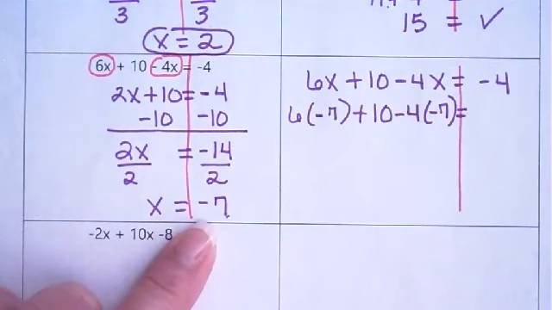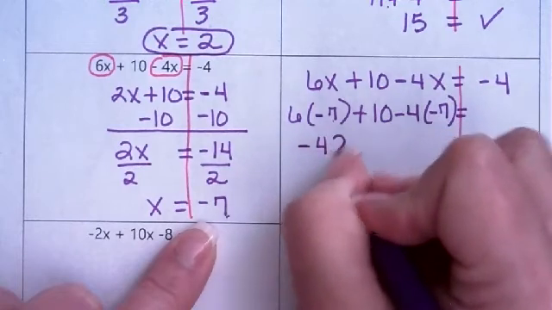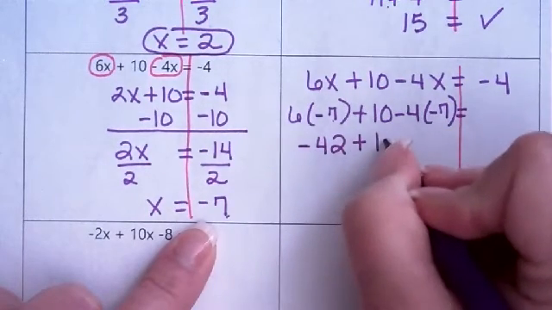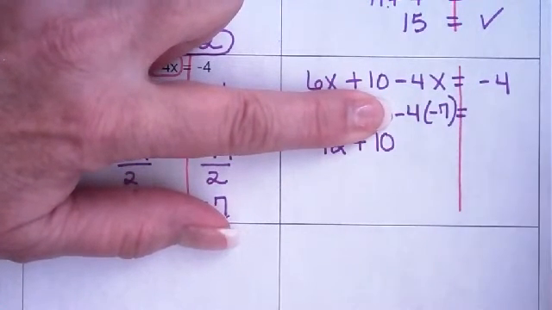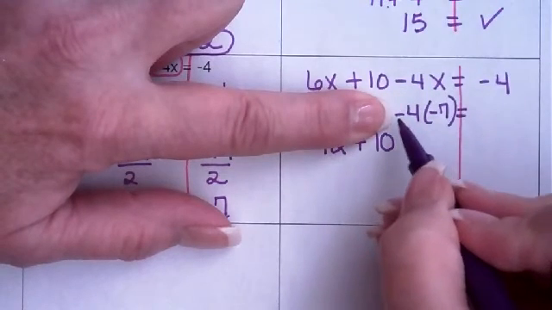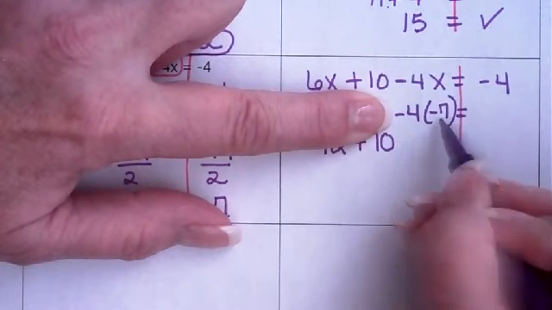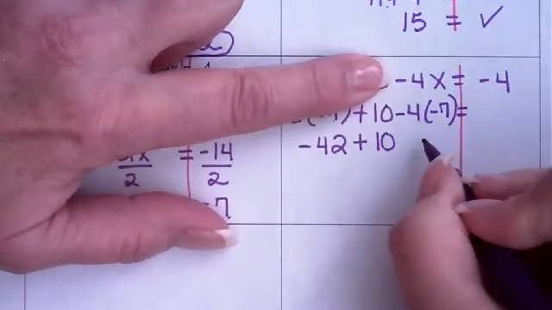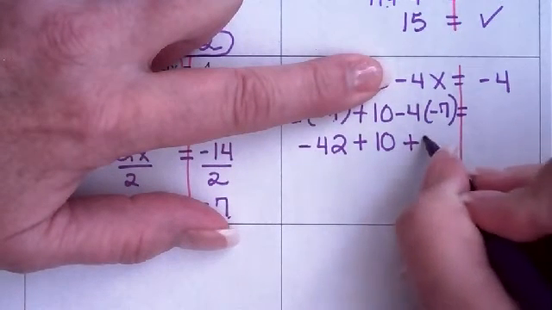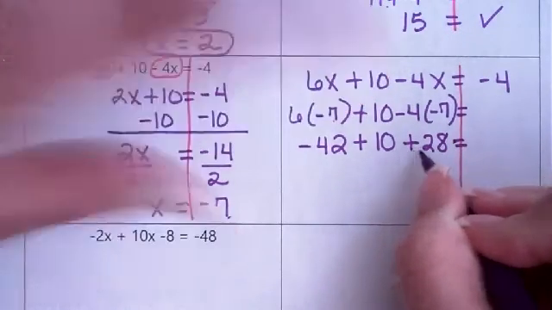Okay? Now, multiplying first with the order of operations. 6 times negative 7 is negative 42. Bring down the plus 10. Now, just focus on this. So I'm covering the rest of it up with my finger. What I see is negative 4 times negative 7. Negative 4 times negative 7 is positive 28. That means I'm going to write plus 28. When I multiplied it and it came out to be a positive, that's a plus sign now.